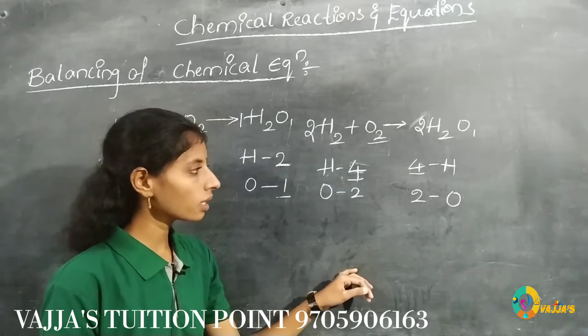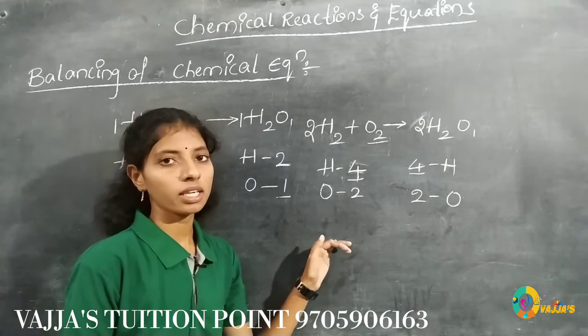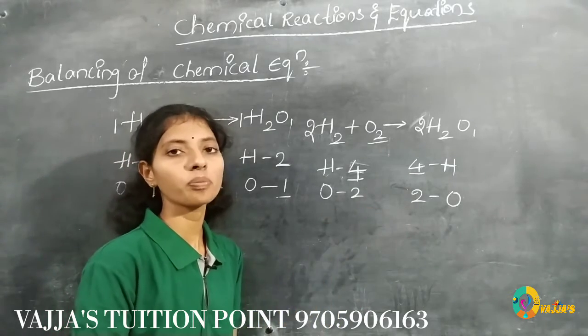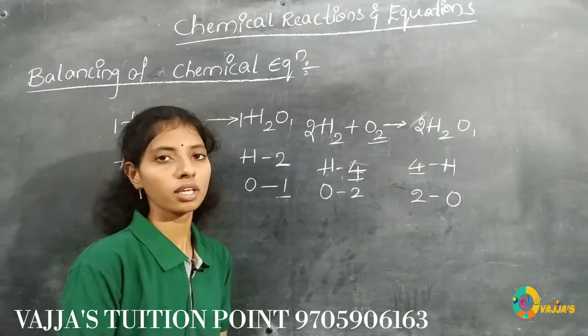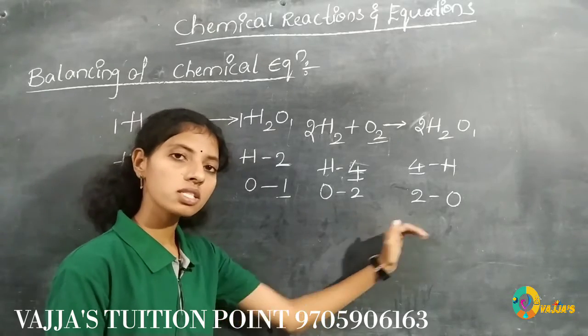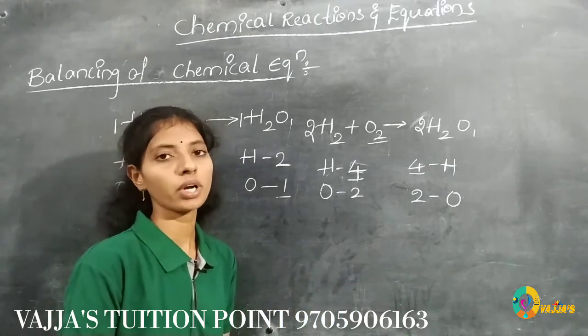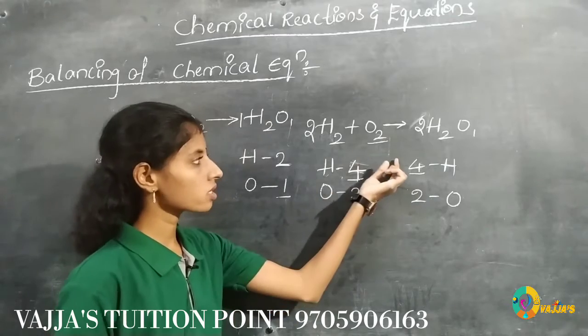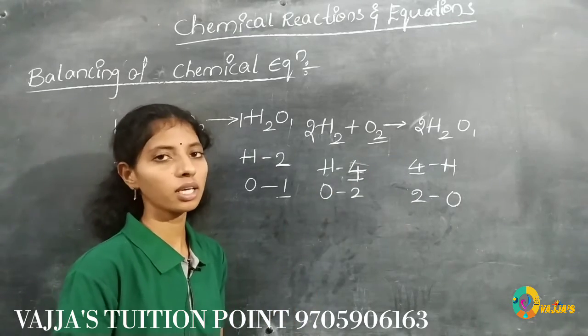Remember that the quantity of reactants and the quantity of products must always be equal. The quantity of reactants is always equal to the quantity of products. So that's why this is a balanced chemical equation.